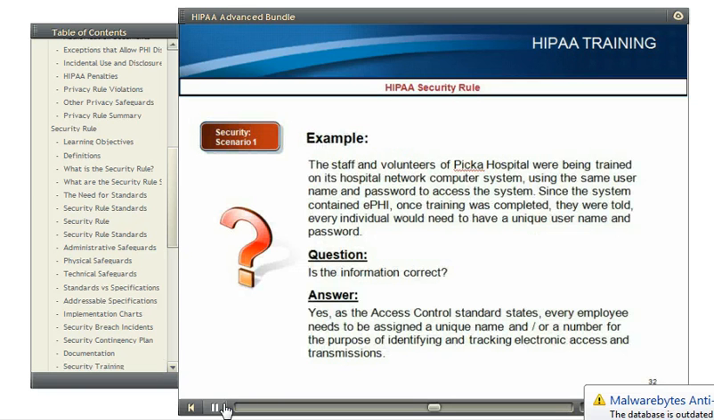Example: the staff and volunteers of HIPAA Hospital were being trained on its hospital network computer system, using the same username and password to access the system. Since the system contained ePHI, once training was completed, they were told, every individual would need to have a unique username and password. Question: is the information correct? Answer: yes, as the access control standard states. Every employee needs to be assigned a unique name and/or a number for the purpose of identifying and tracking electronic access and transmissions.